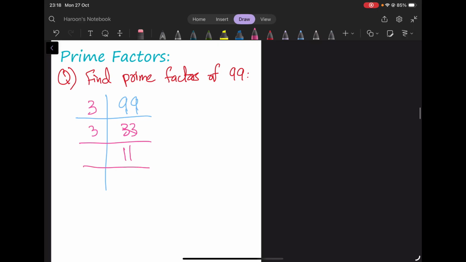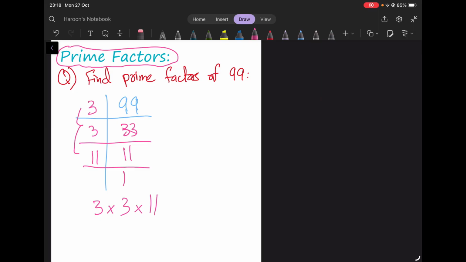I can directly take 11 because 11 is a prime number. Because as the name suggests, we are looking for prime factors only. So we can only utilize prime numbers. So we can't take, for example, 4 or 6 or 8 because those are not prime numbers. So yeah, at the end we just write our answer as 3 multiplied by 3 multiplied by 11, because when you multiply all these you actually get the same as the question, which is 99.